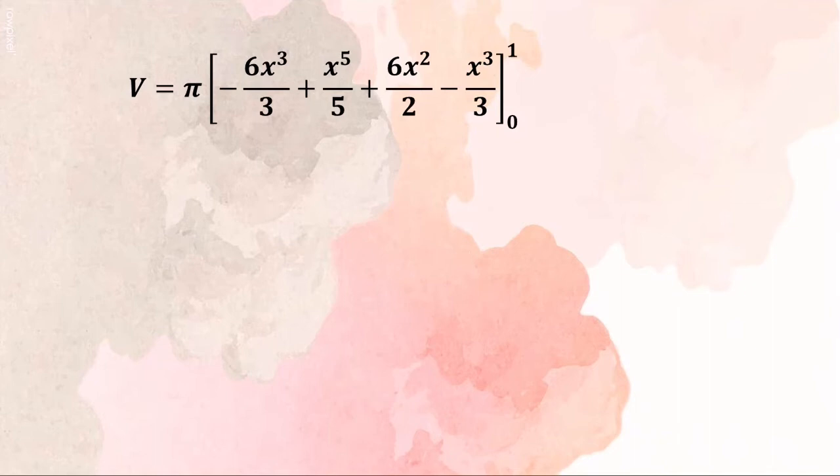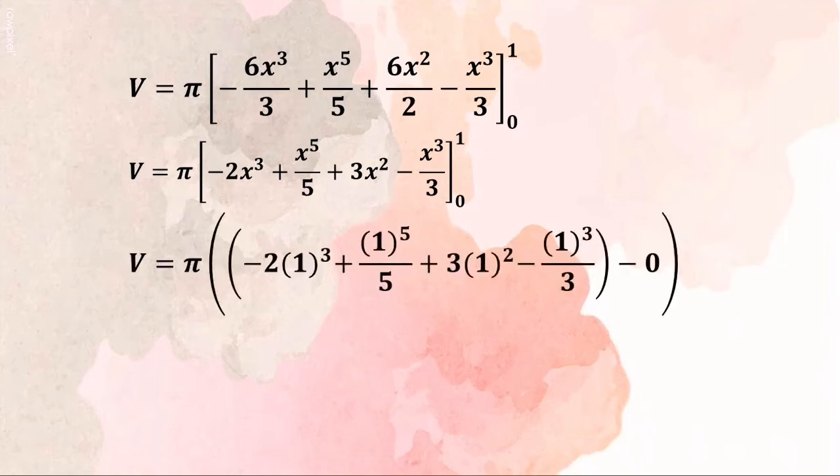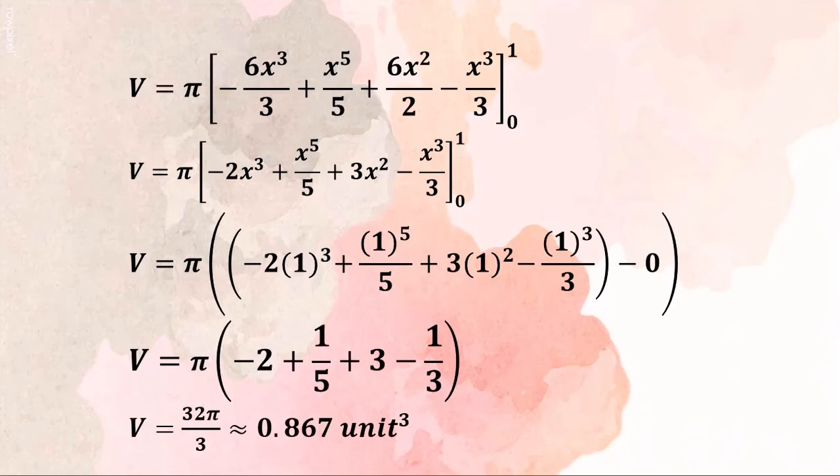As you notice, we can still simplify this. So we have negative 2x cubed plus x raised to the power 5 over 5 plus 3x squared minus x cubed over 3. So the next thing to do is to evaluate the interval from 0 to 1. Just substitute the value of 1 for x and then simplify. So the final answer is 32 pi over 3 or 0.867 unit cube.